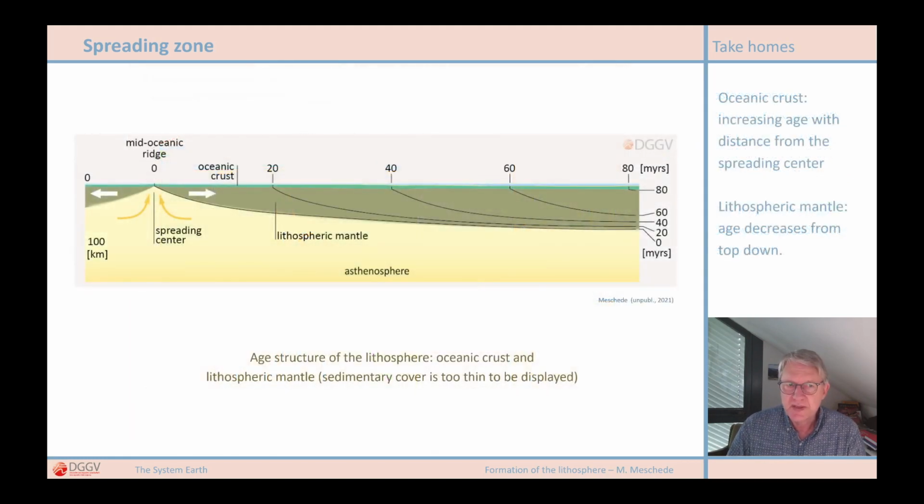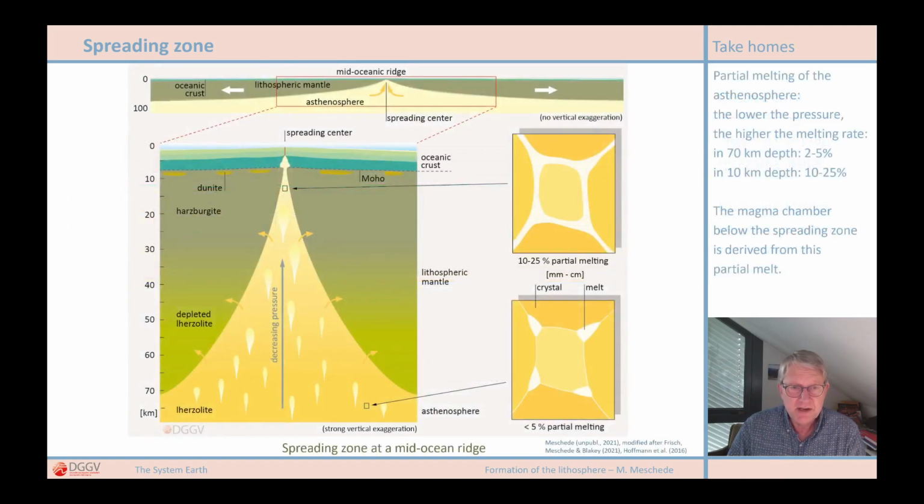This figure shows the age structure of the lithosphere and shows the difference between oceanic crust aging with distance from the spreading center, while the lithospheric mantle decreases in age downward. In this non-exaggerated representation, the age relation is clearly demonstrated. With the exaggerated representation, which I show again here, it is harder to understand. The lithospheric mantle in the upper parts is already several tens of millions of years old at the edge of this image, while it is just forming at the base.